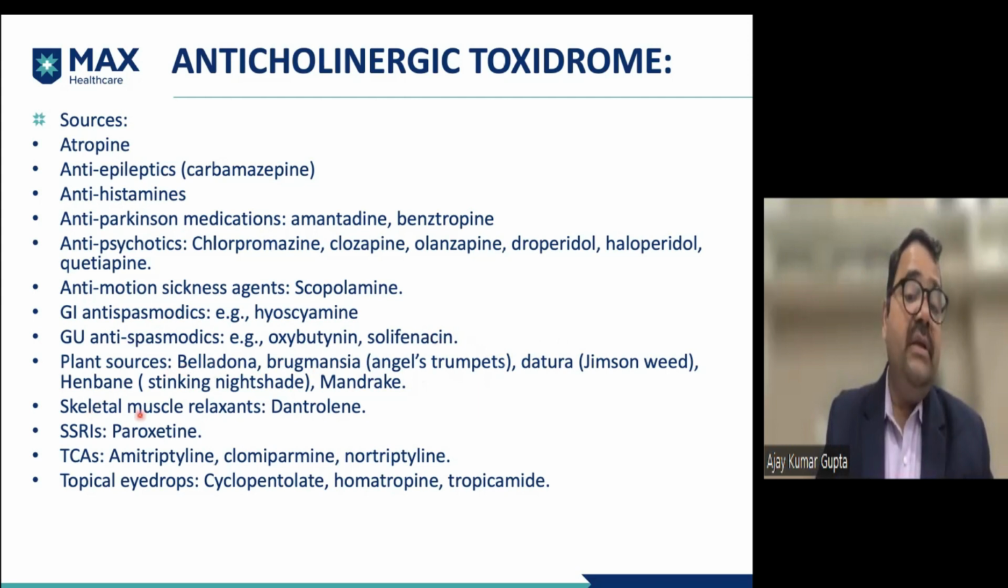Then also with the skeletal muscle relaxants like dantrolene, SSRIs like paroxetine, then tricyclic antidepressants like amitriptyline, clomipramine, and nortriptyline, and also with some topical eye drops like cyclopentolate, homatropine, and tropicamide.